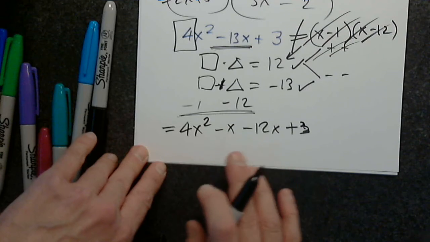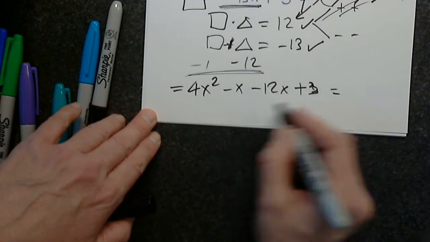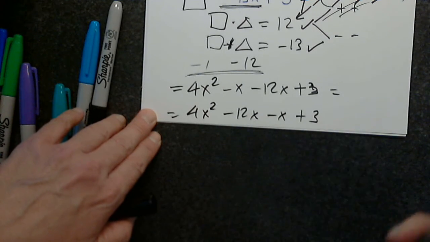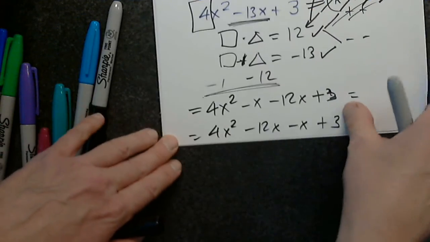Since everyone did this, do you want me to show the other one with negative 12x and minus x? Perfect. So it's the same thing with 4x squared minus 12x minus x plus 3. You can write it like this or like this. Same thing.